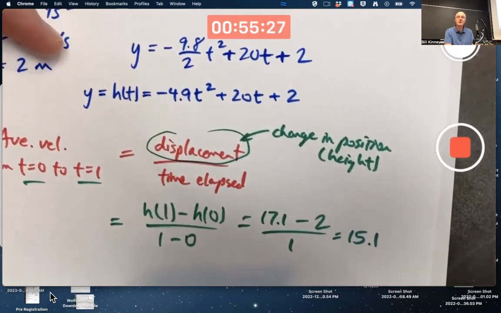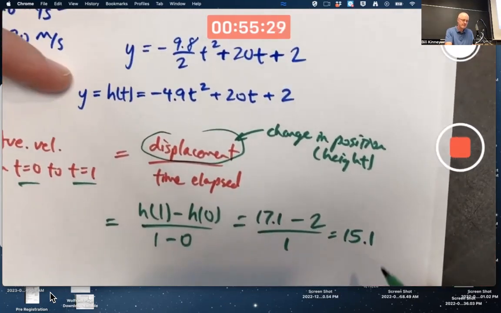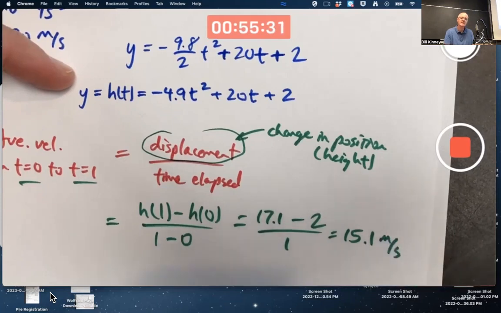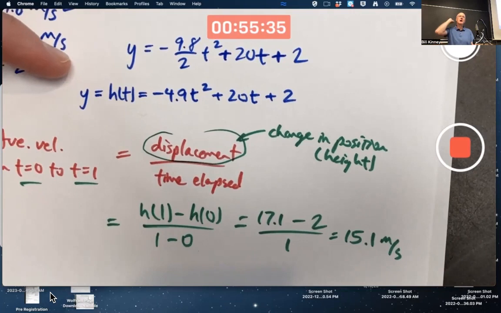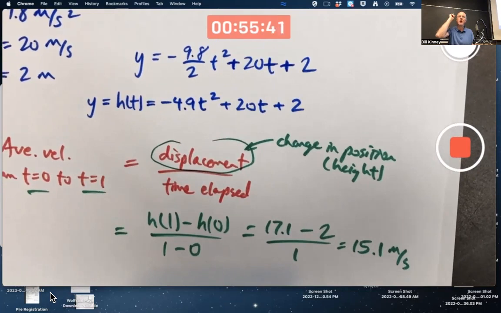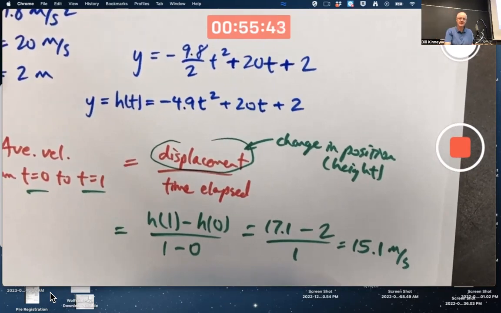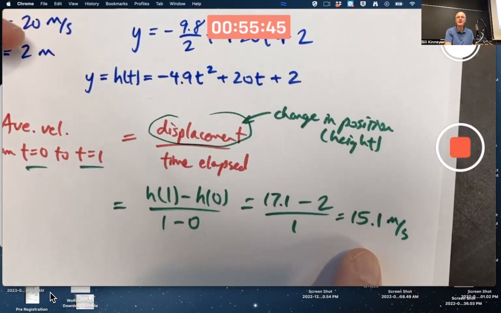Make sure you get the right units. This would be meters per second because it's a velocity. If I throw the ball up with an initial upward velocity of 20 meters per second at time 0, over the first second, the average velocity is going to be 15.1 meters per second.